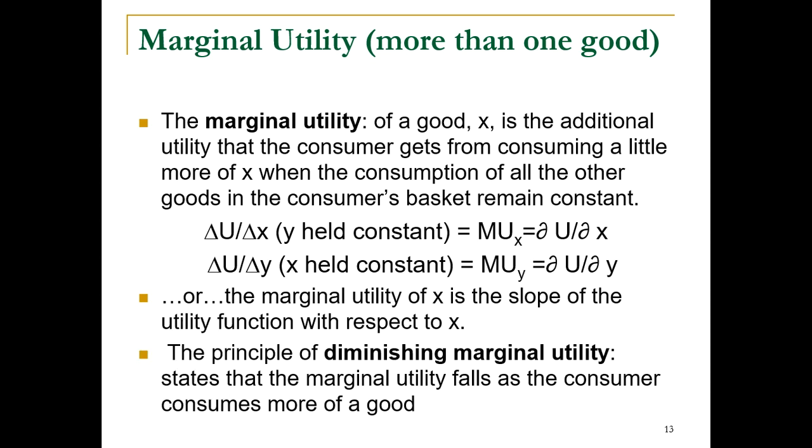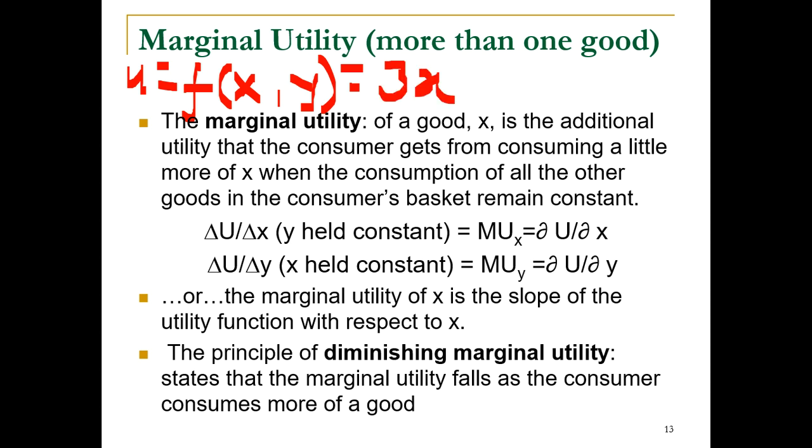Alright, so I was saying that there are times when we have two commodities, let's say x and y. Okay? And let's assume that our utility function was something like 3x squared, let's say minus 2y to the power 3, for instance.